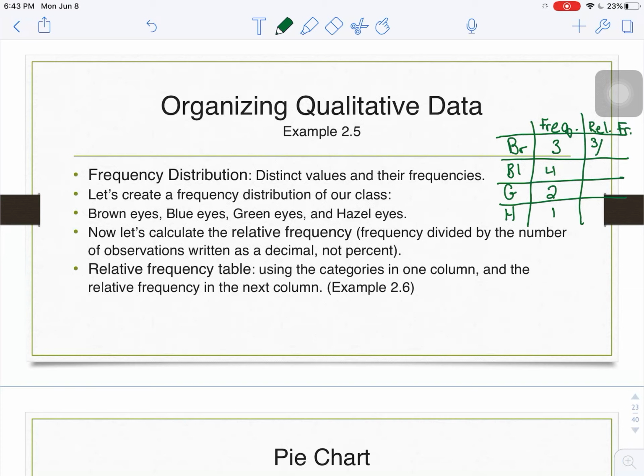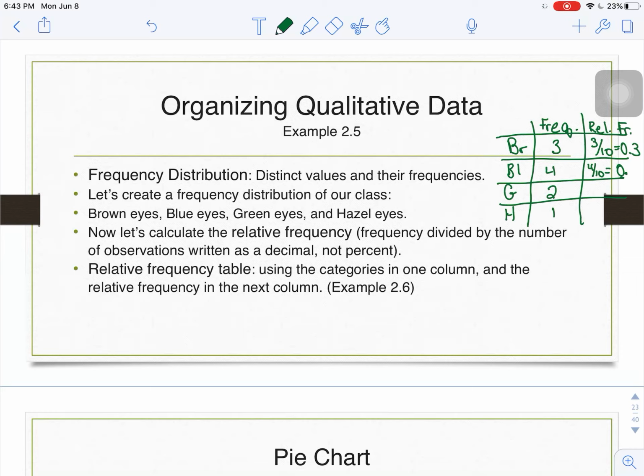The relative frequency, that's going to be the probability. So you have 3 out of 10, which is going to be 0.3. I'd be looking for that 0.3. For 4 out of 10, again, we're looking for it in decimal form, so it's going to be 0.2.